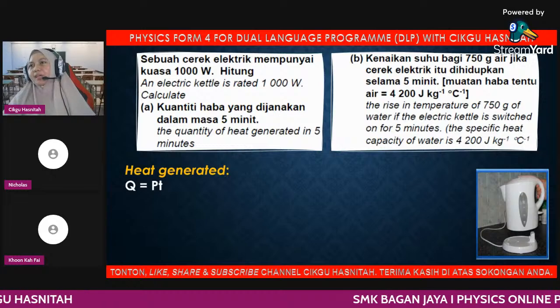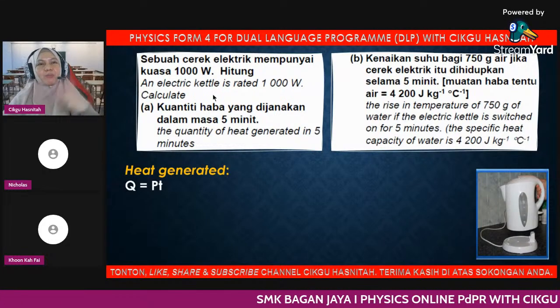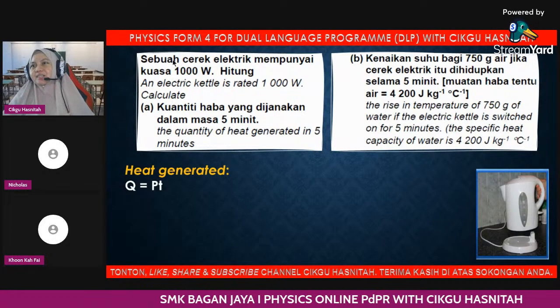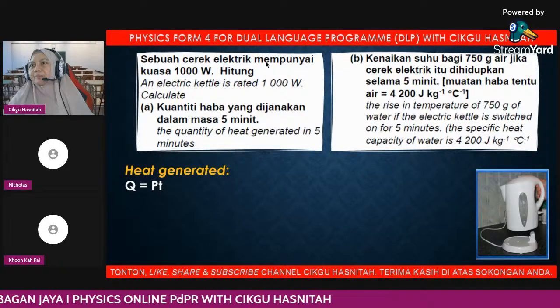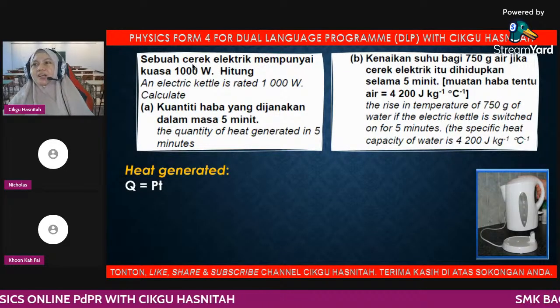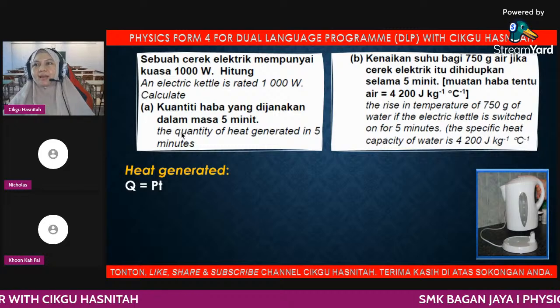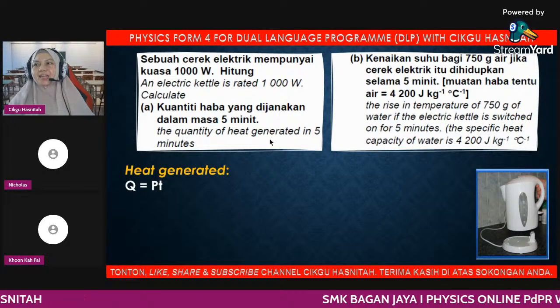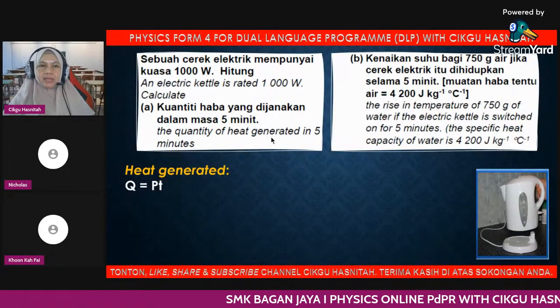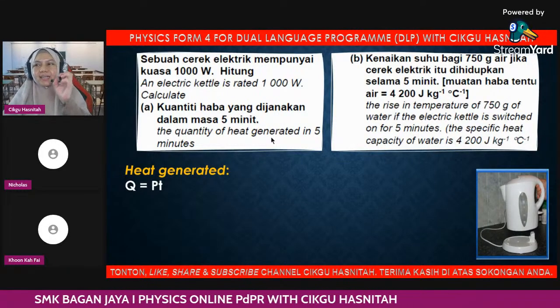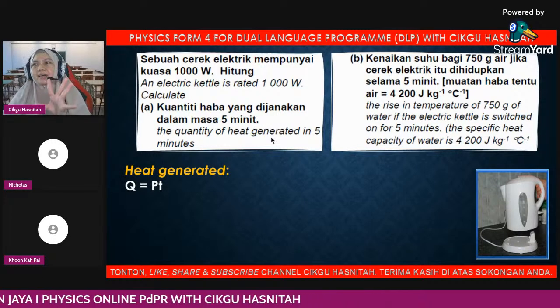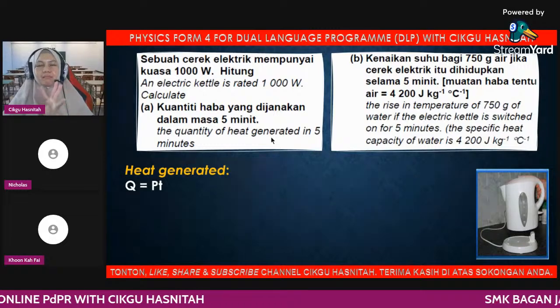Okay, what do we have here? You are given a kettle. This is the exercise sheet that I gave you earlier. We have a kettle supplied with a power of 1000 watt. You have to calculate the quantity of heat generated in 5 minutes. So we want to count the heat generated by the kettle in 5 minutes.